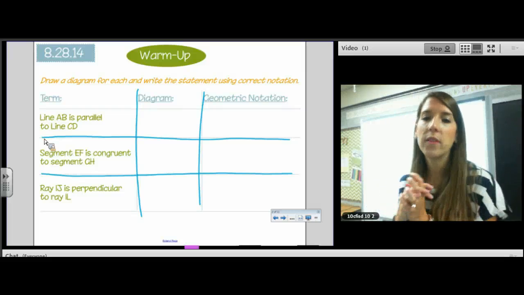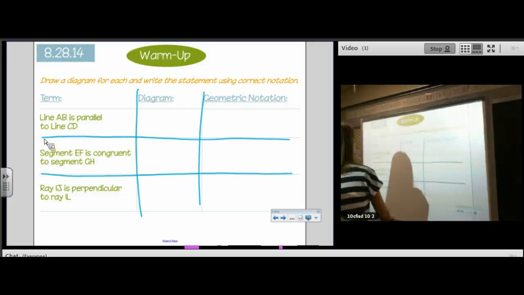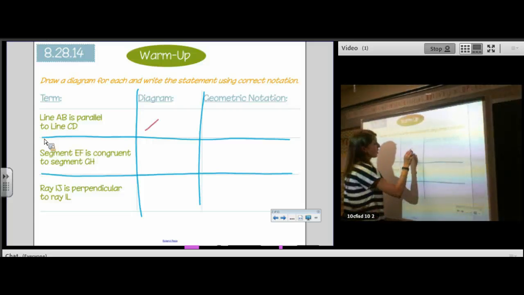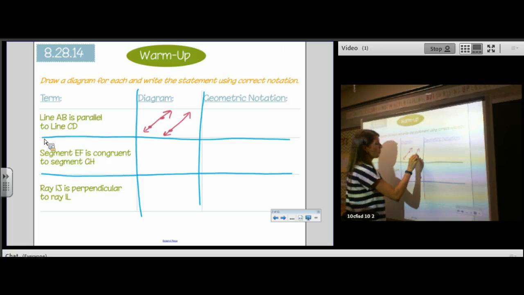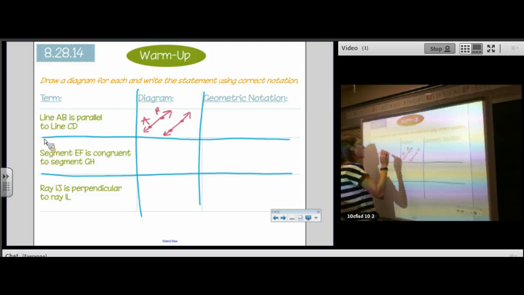We're doing our warm-up. Line AB is parallel to line CD. So the diagram, you could draw yourselves two lines. And remember, 2 points define a line. So you have to draw at least 2 points to name it.